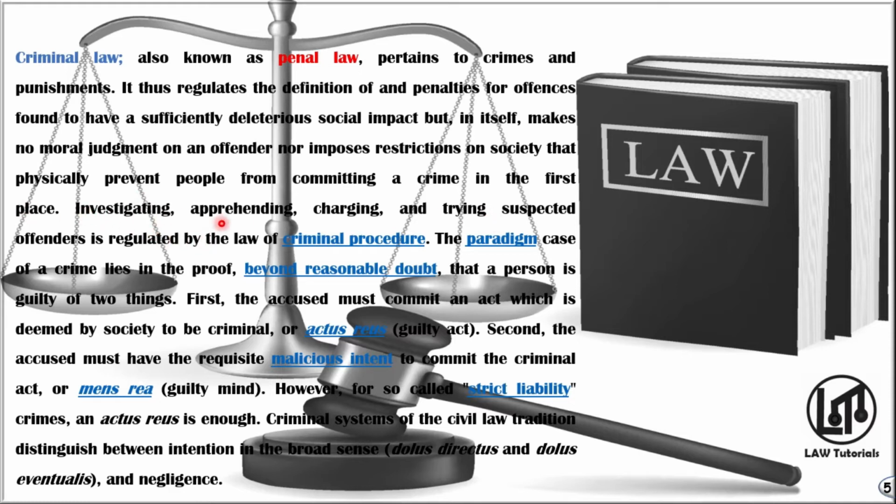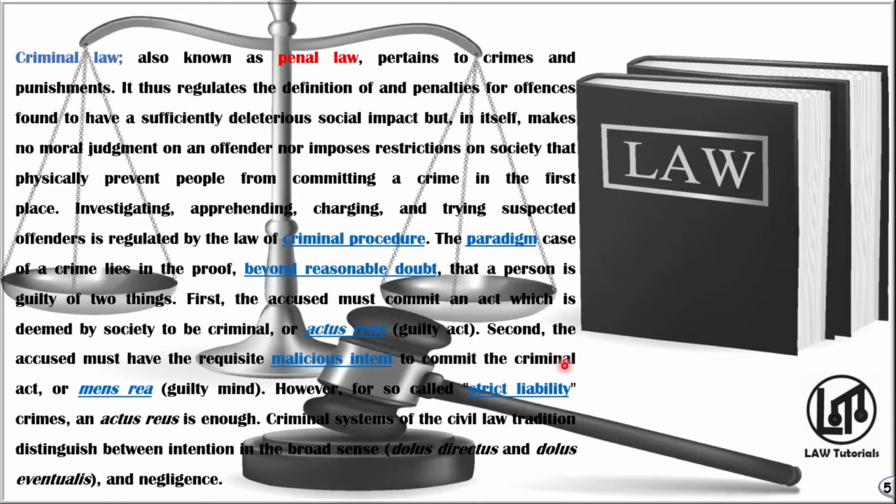Now, investigating, apprehending, charging, and trying suspected offenders is regulated by the law of criminal procedure. The paradigm case of a crime lies in the proof beyond reasonable doubt that a person is guilty of two things. First, the accused must commit an act which is deemed by the society to be criminal. This is known as the actus reus, or the guilty act.